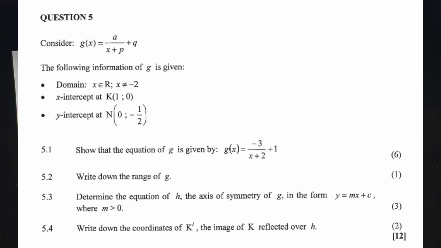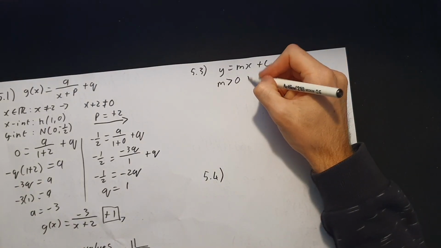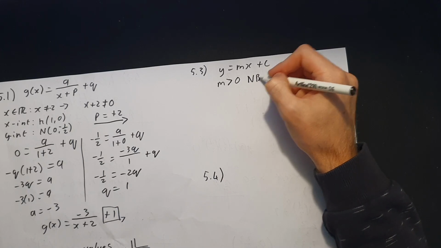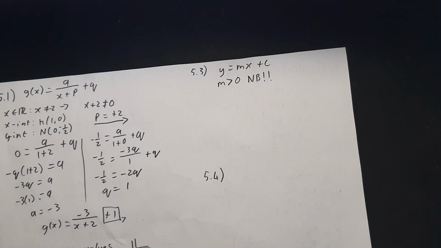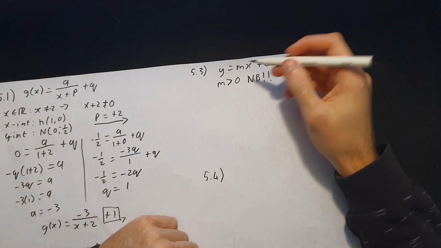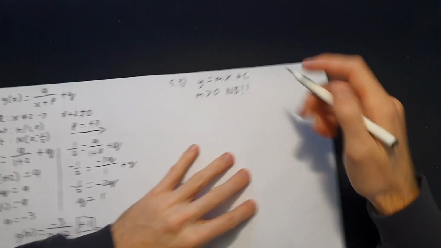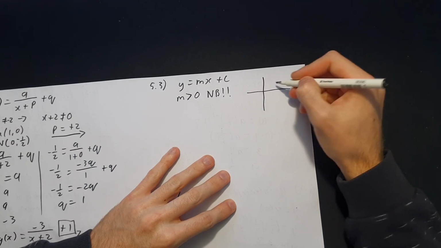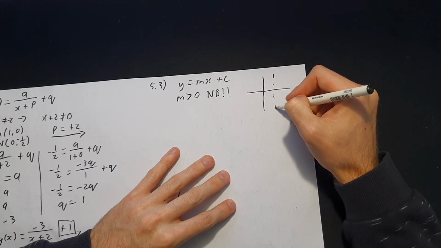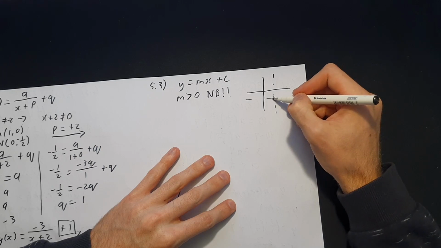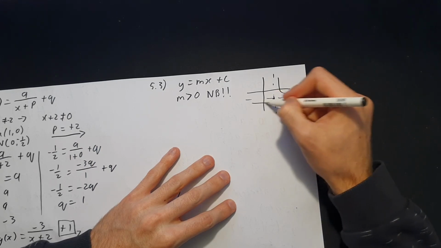Now 5.3 says determine the equation of h, the axis of symmetry of g, in the format y equals mx plus c, where m is greater than 0. Important information there: m must be greater than 0. Whenever we find the equation of the line of symmetry, we always look at two scenarios. Why? Because if we look at a general layout of a graph that has shifted, this is my new point over there, and we have that there, and that there.